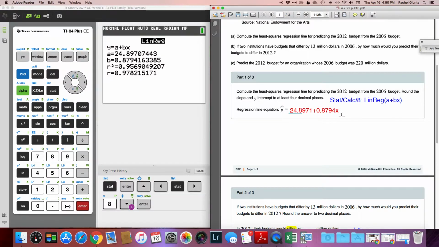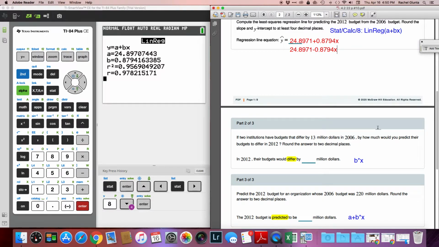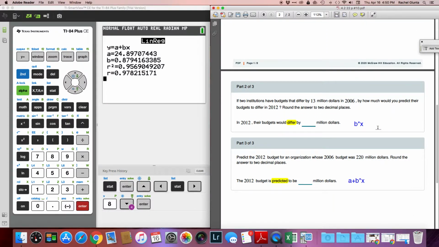The only difference there would be if your b value happens to be negative. You can't enter a plus sign and then a negative sign for your b, so your plus sign here would be negative. So if this was the exact same thing, but I had a negative b, I would enter 24.8971 minus 0.8794x. Okay. Then usually your follow-on questions, one has a keyword differs and one has a keyword predict.